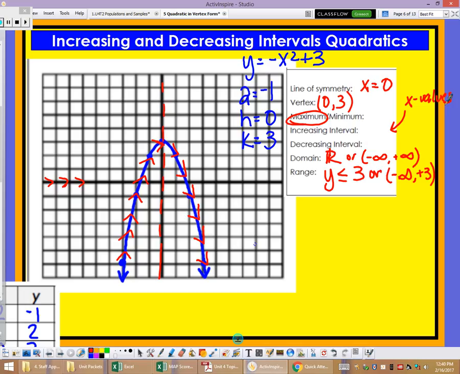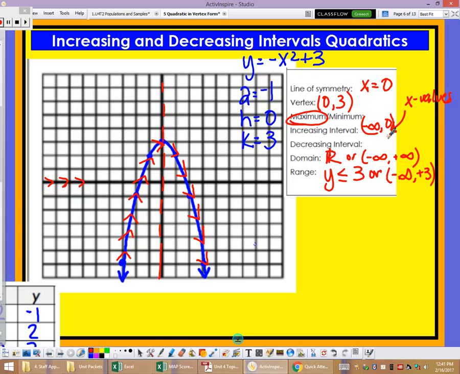Very good. So this graph is increasing from a negative place, negative infinity, until it hits my axis of symmetry, which is 0. It's increasing from negative infinity until it gets to your axis of symmetry. You can think of your axis of symmetry like a wall. It's increasing until it gets there, and then what's happening? Then it's decreasing.